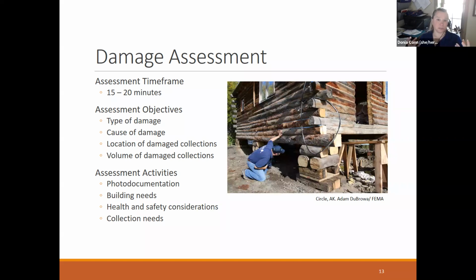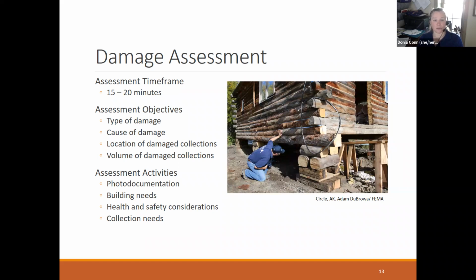How are you going to be looking for this information? You're going to be taking lots of photographs. You're going to be taking lots of notes. Probably what's going to happen is your facility specialist is going to be taking lots of notes on what the building needs, because that's their specialty. You'll have somebody taking notes on all of the health and safety considerations. That could be your incident commander. And then you're going to be taking lots of notes on just what the collections need. And that's why you've got your collection specialist. So we're going to be assessing all of this so that we can plan.